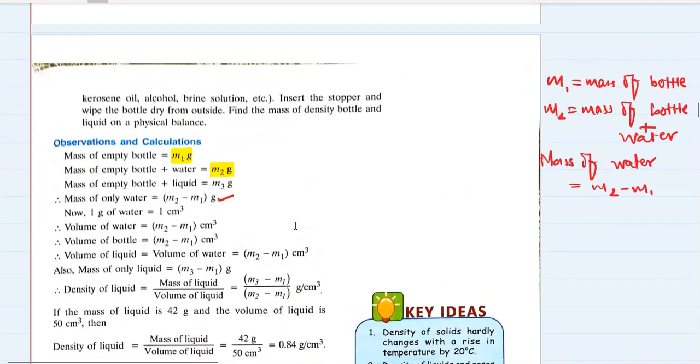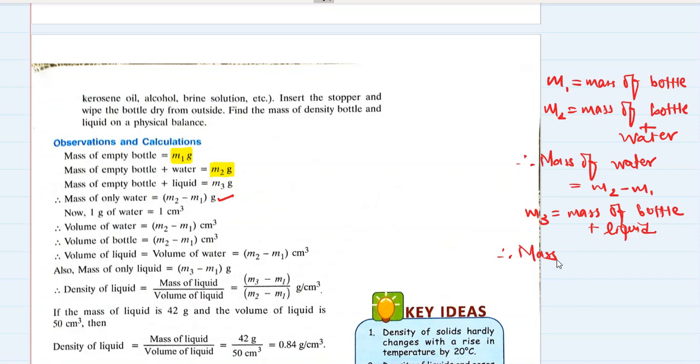So I'm going to write here, M3 is equal to the mass of bottle plus liquid. Now can you tell me what is the mass of liquid?